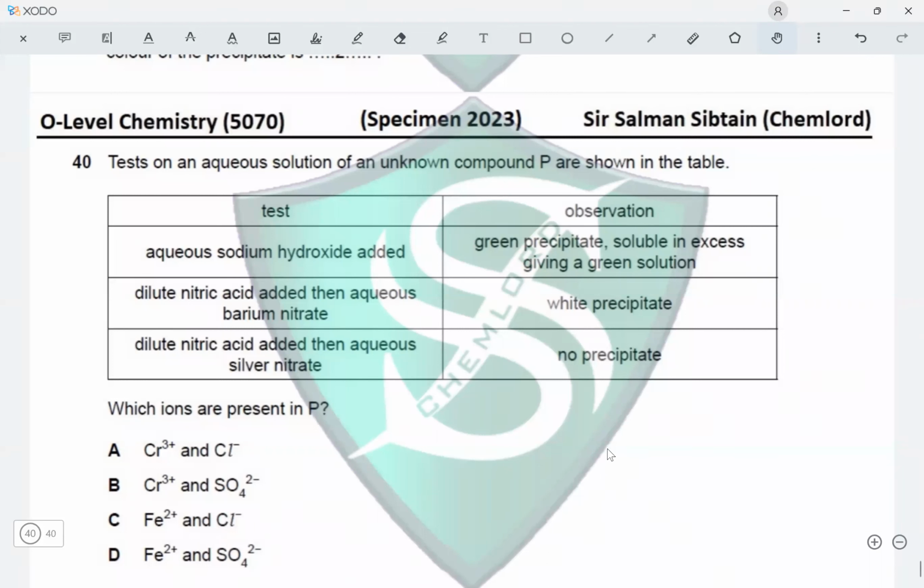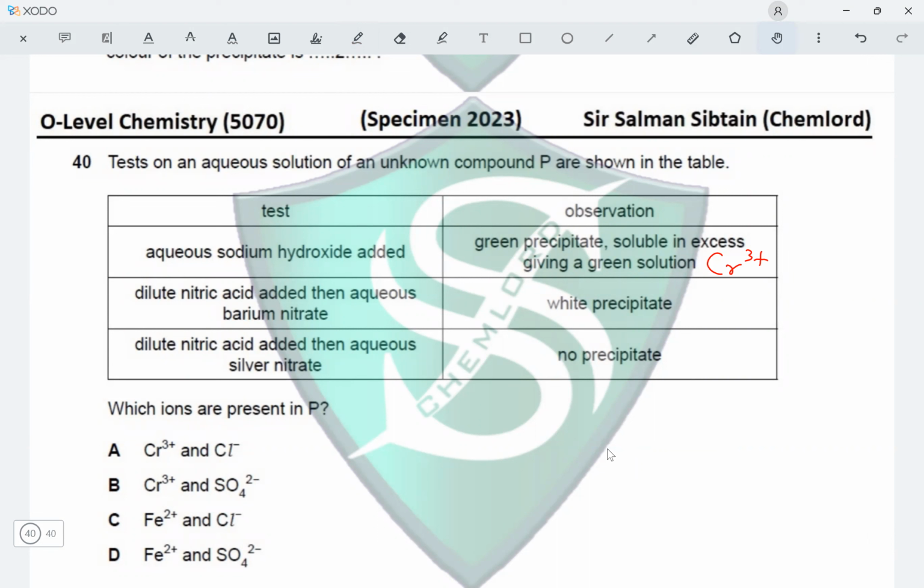Question 40. Tests on an aqueous solution of an unknown compound P are shown in the table. Aqueous sodium hydroxide is added, a green precipitate forms, soluble in excess giving a green solution. This is a test for the presence of Cr3+ ions. So, Cr3+ ions are present in our unknown compound.